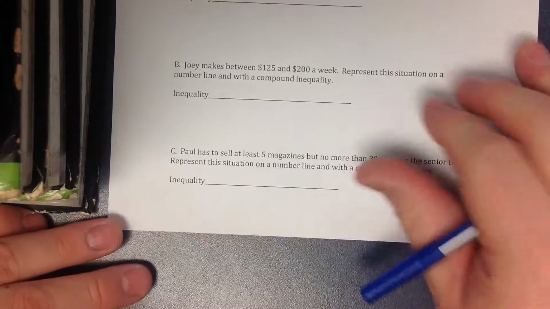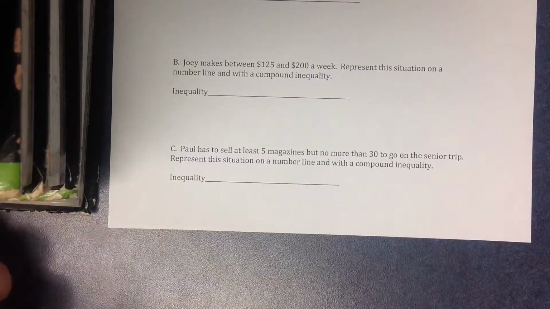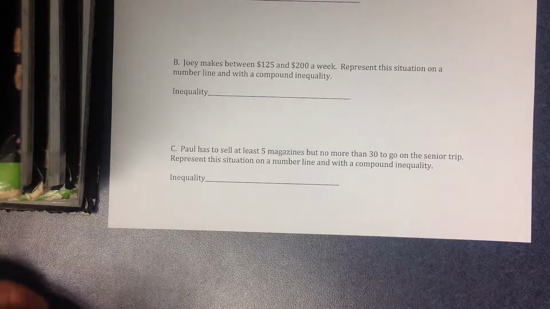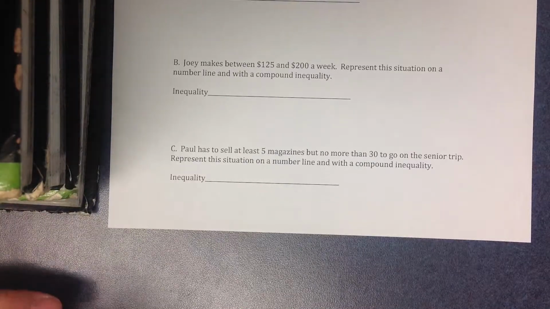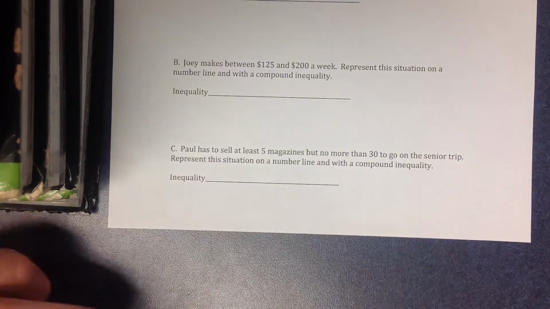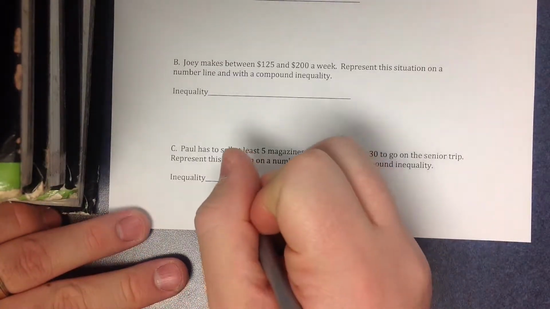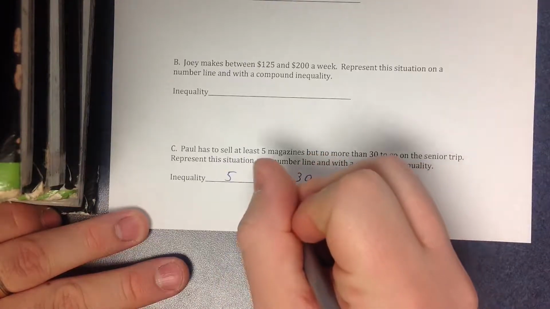Okay, 13 is dealing with compound inequalities. So let's look at part C on 13. It says Paul has to sell at least 5 magazines, but no more than 30 to go on the senior trip. Represent this situation on a number line and with the compound inequality. I'm not really too concerned about the number line right now. So, has to sell at least 5, but no more than 30.